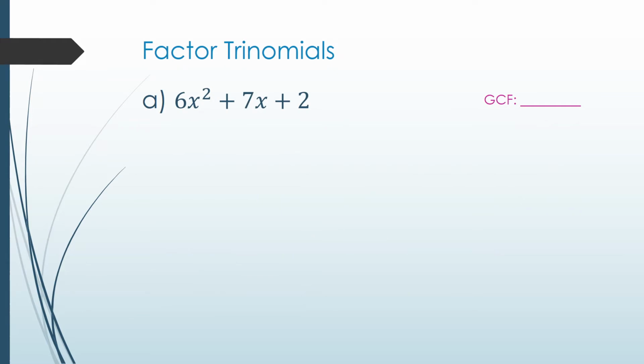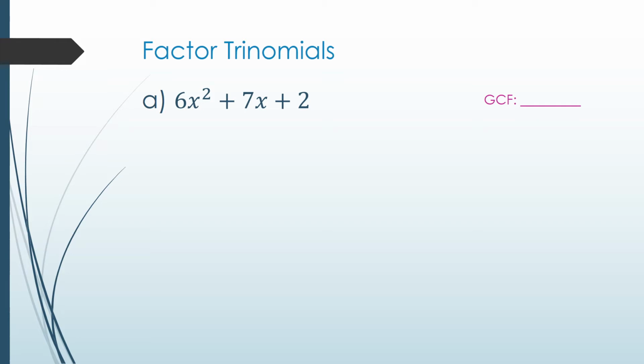Let's look at our first example. 6x squared plus 7x plus 2. Well, first let's check, is it in the correct order? Yes, x squared's first, followed by x, and then we have the constant.